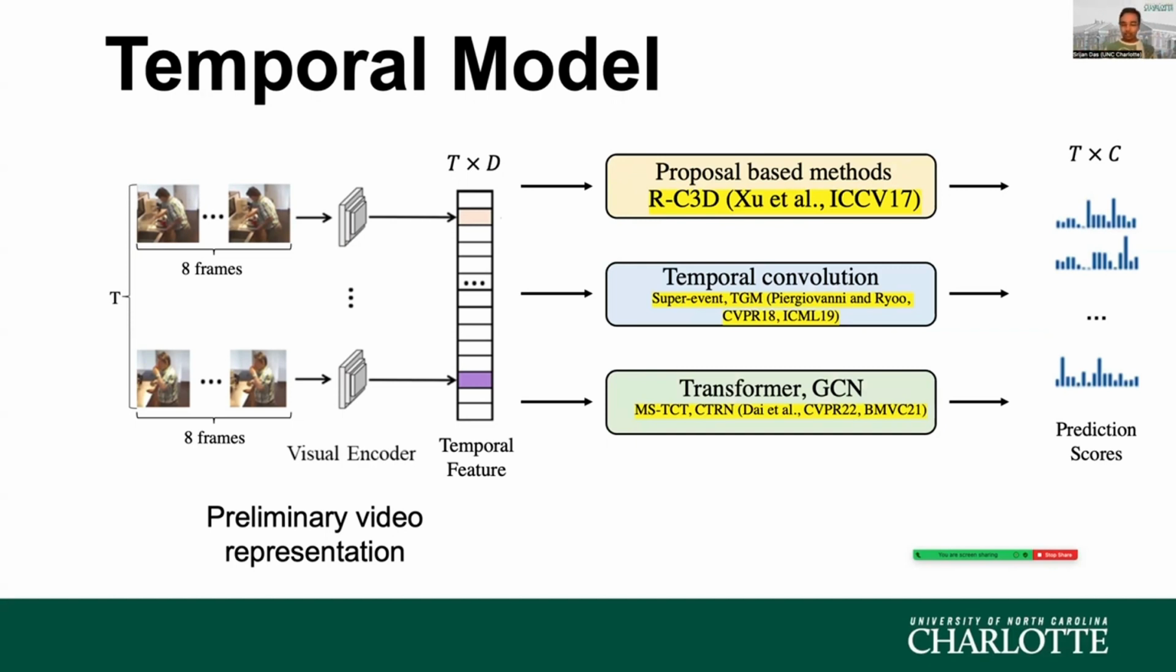But these are very exhaustive for long videos. Then there is a stream of work around temporal convolutions, where convolutions across the time axis are applied across the entire videos. It has also been varied with different types of kernels, like the Gaussian kernels in super event and TGM. And then there's a stream of work using temporal transformers or graph convolutional networks, where the nodes are different objects present in the scene.